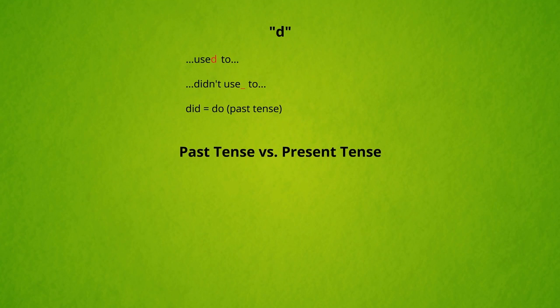Why is there a D in used to but no D in didn't used to? Because didn't is already in the past tense. Did is the past tense of do. Used to is used for past tenses only.